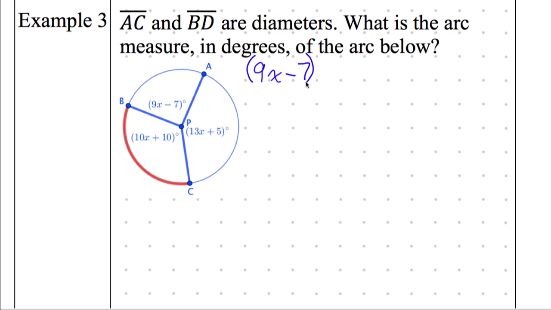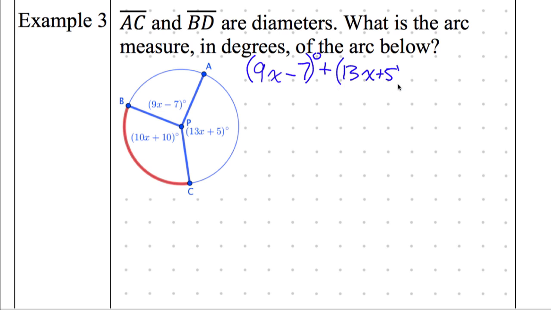9x minus 7. I'm going to put parentheses. You don't need to put parentheses. I'm doing it so that you can see that that was one angle. I'm going to add that to another angle. I'm just going to randomly choose. Okay. We can put degrees. I usually do the units at the very end, but I can do it right now too. 13x plus 5.